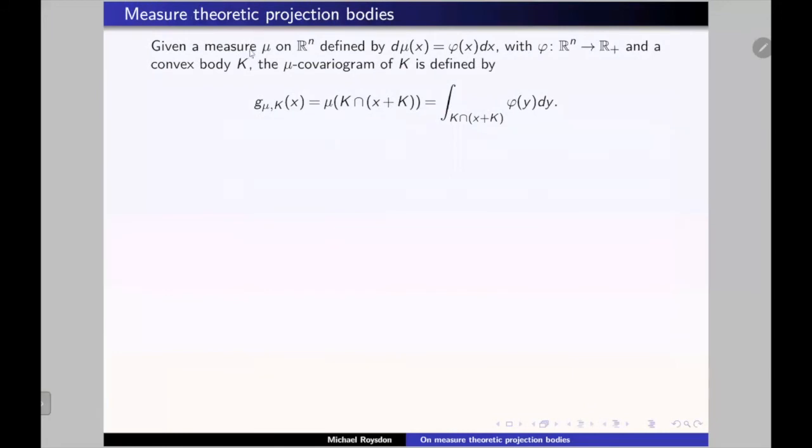So first and finally to the point of the talk, we were able to discuss this notion of a measure theoretic projection body. So we take a measure mu on R^n, which has a non-negative density and a convex body K, then the mu covariogram of K is defined to be G sub mu K is just mu of K, the mu measure of K intersected with its translates. And this is just the integral over K intersect X plus K, phi of Y dy.